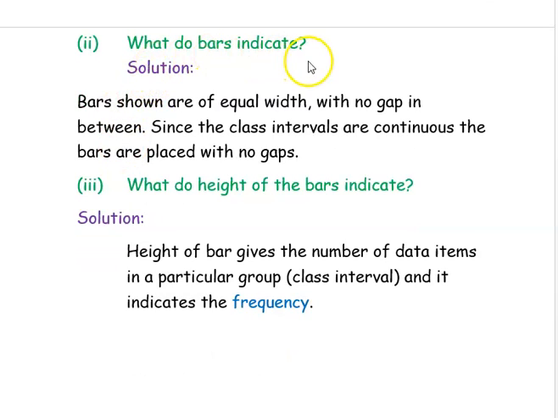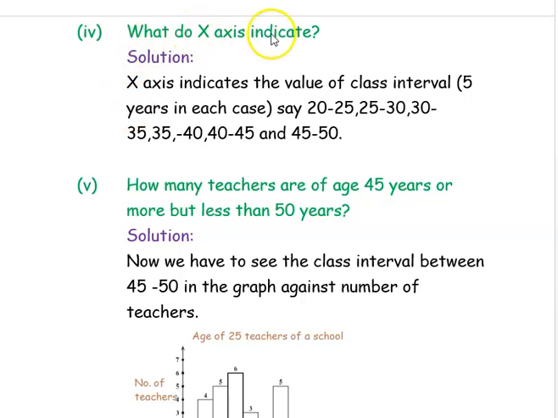Next question is, what do bars indicate? Bars shown are of equal width with no gap in between. Since the class intervals are continuous, the bars are placed with no gaps. The next question is, what do height of the bars indicate? The height of the bars gives the number of data items in a particular group, that is class interval, and it indicates the frequency.